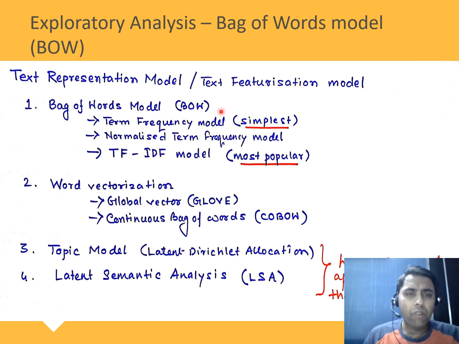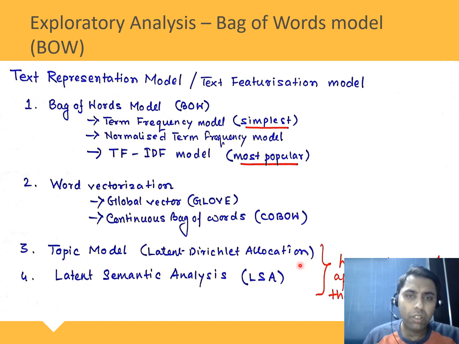Okay, apart from the bag of words model, there are other ways of representing text data as well. Something called word vectorization, which can also be done in different ways. There are different algorithms to represent words as vectors, one of them being the global vector model, often abbreviated as GloVe, and then we have the continuous bag of words model, abbreviated as CBOW, or sometimes called COBOW as well. But these are computationally more expensive than the bag of words model.